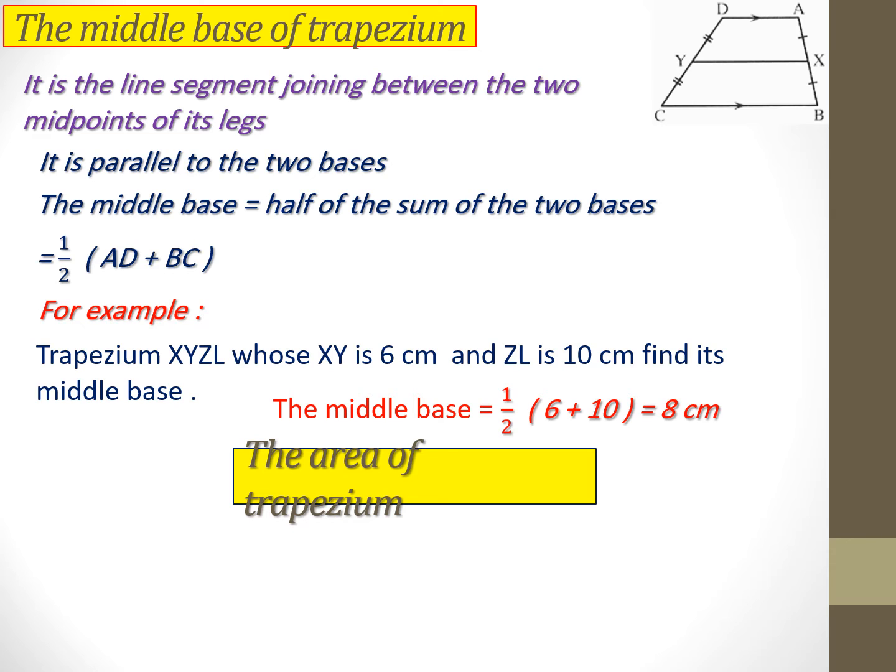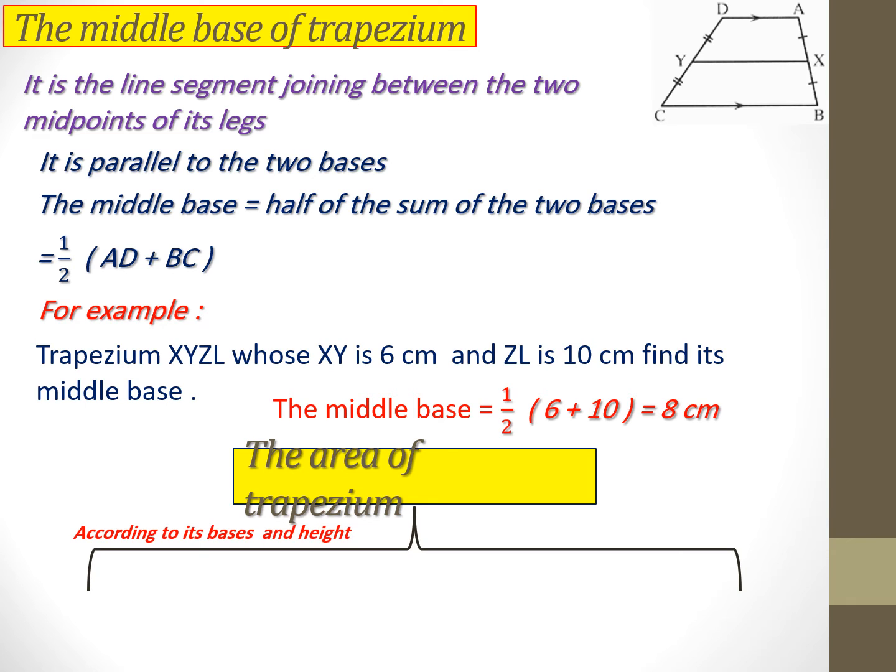The last point in our session, the area of trapezium. We have two rules to find the area of trapezium. Firstly, according to its bases and height. In this case, the area of trapezium will be half of the sum of two bases times height. Half of the sum of its bases' lengths times height.